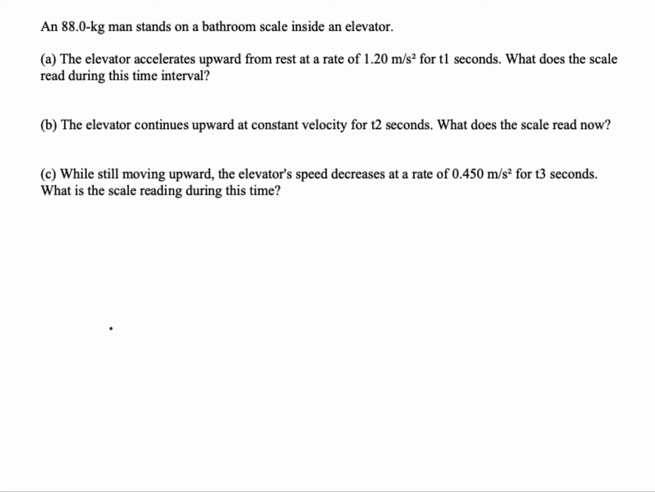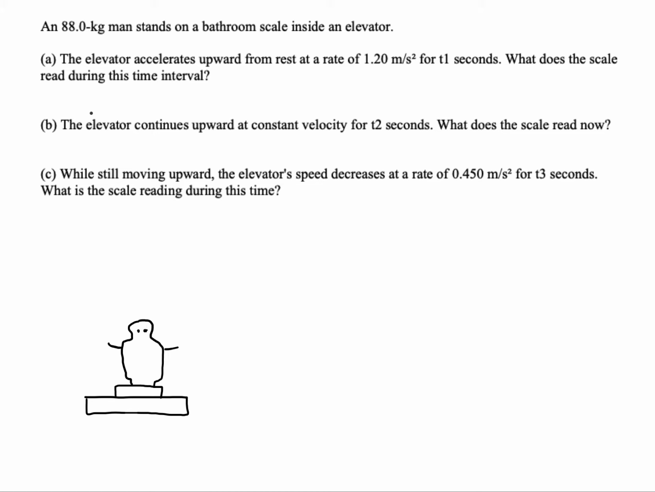Okay, let's draw the situation. There's a platform on which we have a scale and then a person. I didn't mean to make it look like a snowman, but okay. So 88 kilograms, we have an acceleration of 1.2. What will the scale read?